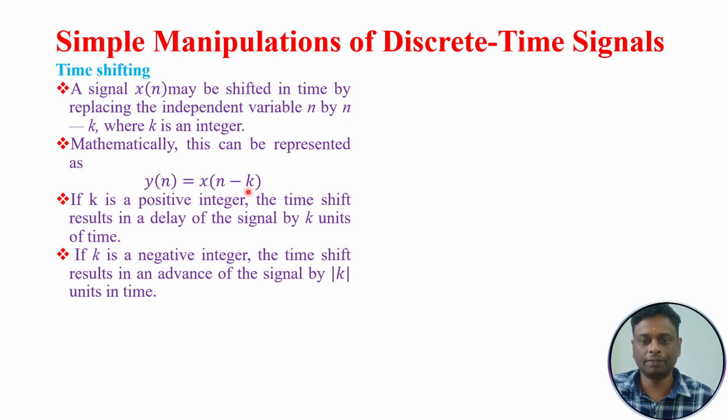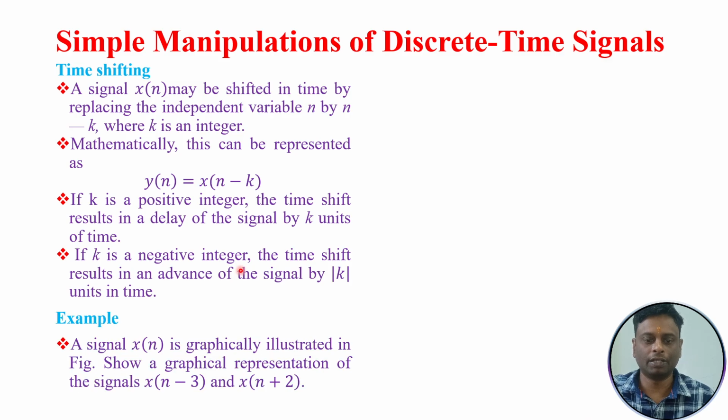So if k is positive, you have to delay the signal by k units of time. If k is a negative integer, then you have to advance the signal by k units of time. Let us take an example. x of n is graphically illustrated in the figure, and you have to find out x of n minus 3 and x of n plus 2. Let us see that.